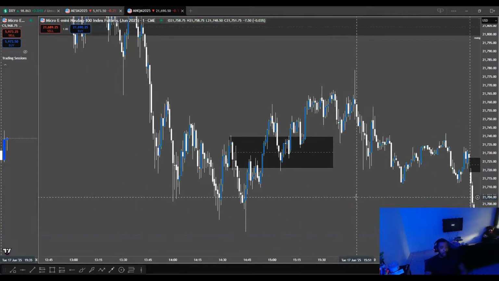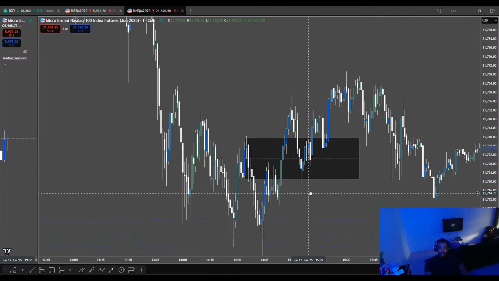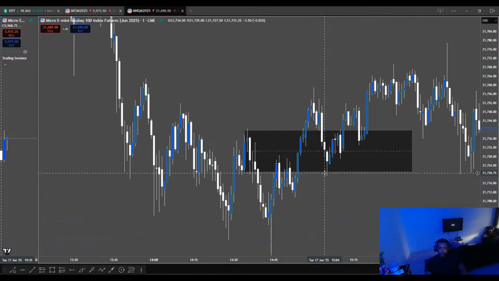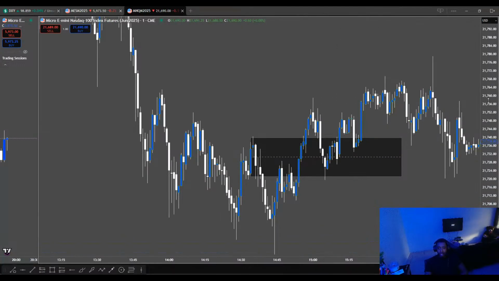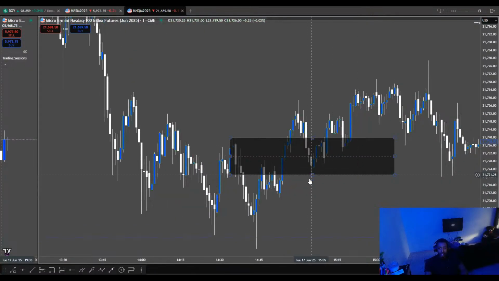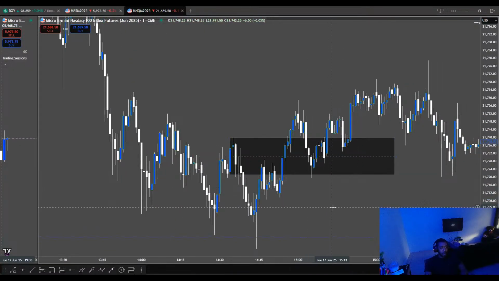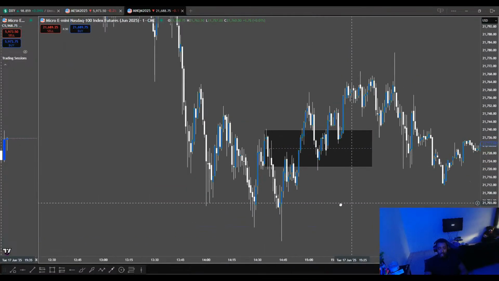Yo, it literally almost hit my stop. I had my stop literally right here. I gave it a little bit more room, and good thing I did that. That's why it's important sometimes. This is the 1 minute. That's why it's important sometimes to give it a little bit of space. You don't want a tight stop loss, because it can come and stop you out.